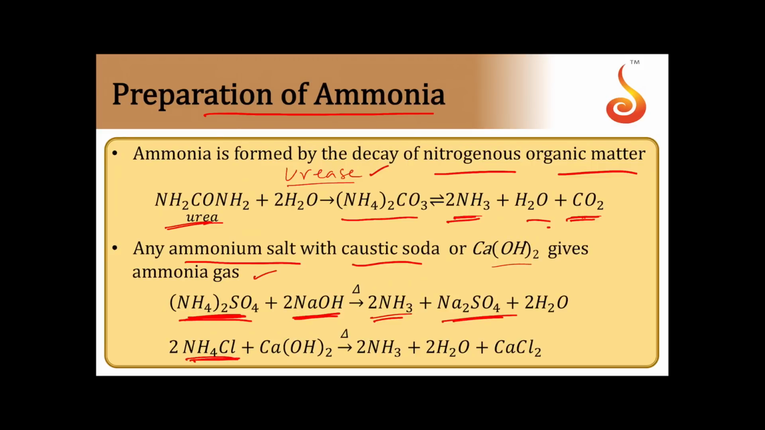You can take even ammonium chloride also, add calcium hydroxide, a base, and then also you are going to get ammonia gas. So in general, you can take any ammonium salt and add a base, and we are going to get ammonia gas. For that we have taken two examples. One is ammonium sulfate with addition of NaOH. The other one is ammonium chloride with addition of calcium hydroxide.